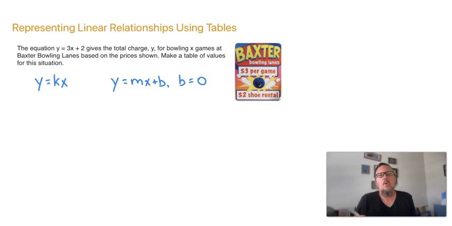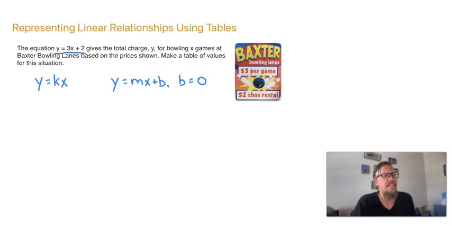And what this means is that a non-proportional equation does not pass through the origin, the coordinate 0, 0. A proportional relationship does pass through 0, 0. And we can tell from the first sentence of this problem that this is a non-proportional relationship because it says the equation y equals 3x plus 2. That plus 2 tells us it's non-proportional. It's going to pass through a point besides 0, 0 on the y-axis.